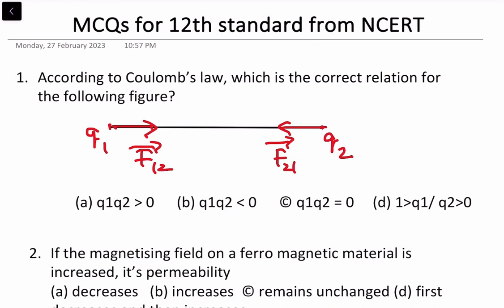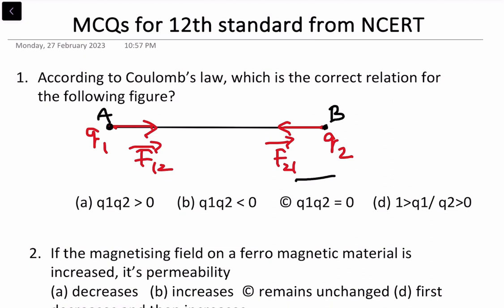Look at this figure carefully. Here we have one charge Q1 and here we have a charge Q2. I'll just take 2 points A and B here. Now if you see the direction of the forces, F12 is directed from our left to right and F21 is directed from our right to left. So what they are asking here is which is the relation for the following figure?